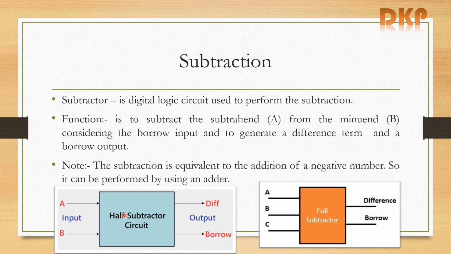So this is the block diagram of a half subtractor and this is a block diagram of a full subtractor. In half subtractor, two inputs are used, A and B, and the half subtractor generates two outputs, difference and borrow. And in full subtractor, three inputs are used, that is a subtrahend, a minuend and the borrow input, and the full subtractor generates two outputs, that is difference and borrow.